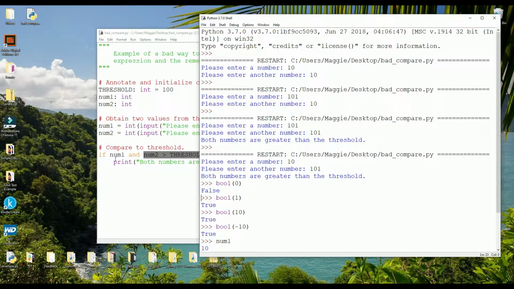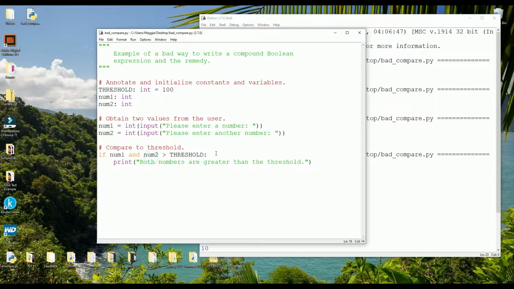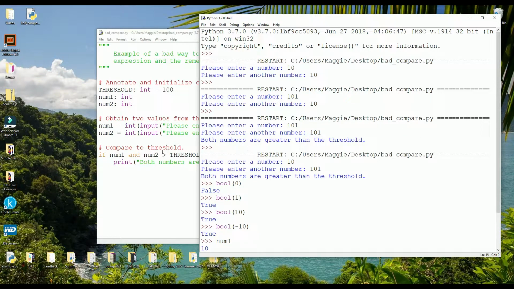Now in the next one, again, we've got true. 101 is true. So the whole thing's going to evaluate to 101 greater than threshold, and it is. So it evaluates to true this time, and it prints the message. Now we've got 10, which is true. So the whole thing's going to evaluate to num2 greater than threshold. 101 greater than threshold is true, so the whole thing evaluates to true, and we get the message, even though that isn't what we intended with the code.